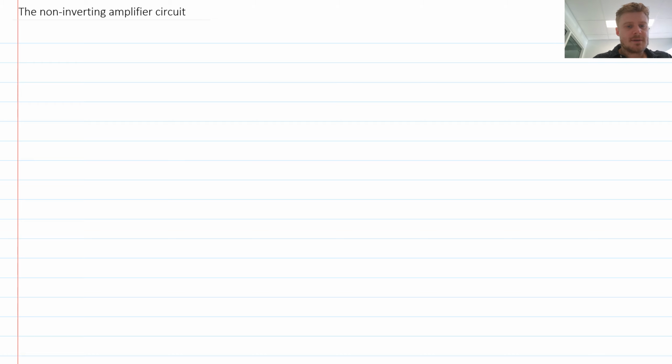So I'm going to take something that generates a voltage. Could be a sensor, could be some other circuit, could be a function generator, and I'm going to represent it by its Thevenin equivalent circuit. So I'm going to have a V in and an associated series resistance. And then I'm going to connect this to an op-amp, but I'm going to connect it in a different way to what we did before.